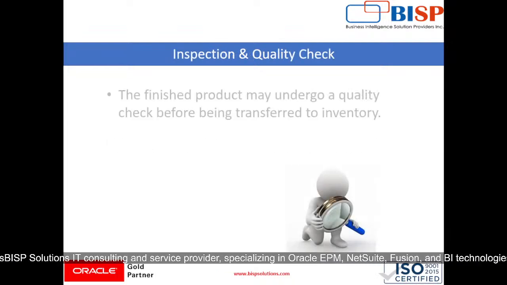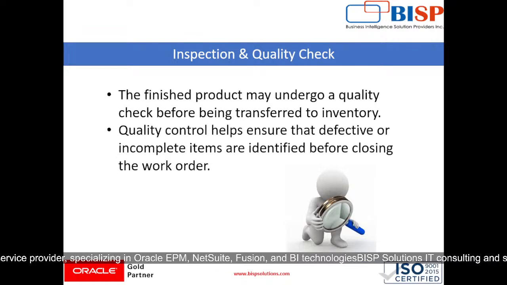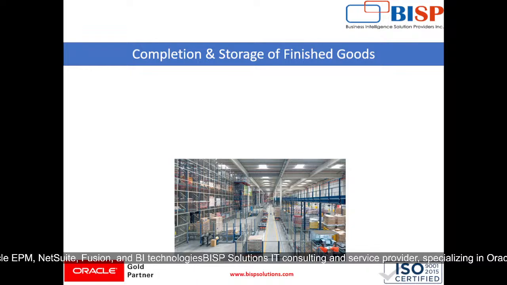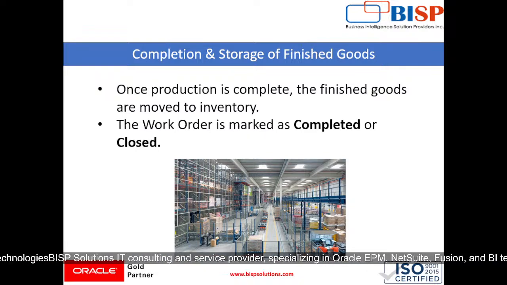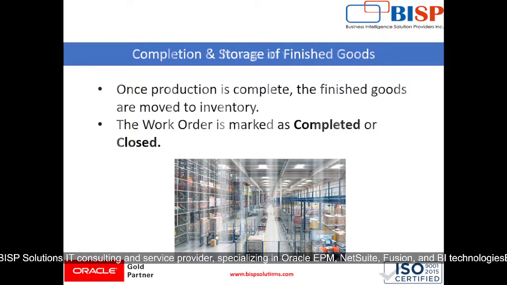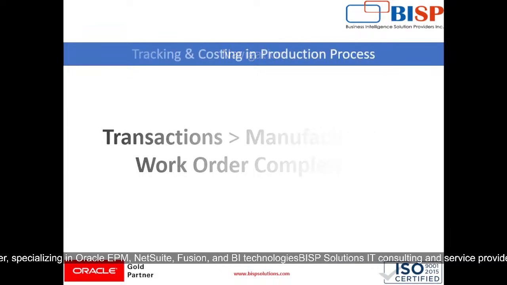Then inspection and quality check, which means the finished product may undergo a quality check before being transferred to inventory, and quality control helps ensure that defective or incomplete items are identified before closing the work order. Next comes our completion and storage of finished goods, where once production is complete, the finished goods are moved to the inventory and the work order is marked as completed or closed. For that, navigation involves going to transactions, under transactions, manufacturing, work order completion, where we select the work order and complete the same.